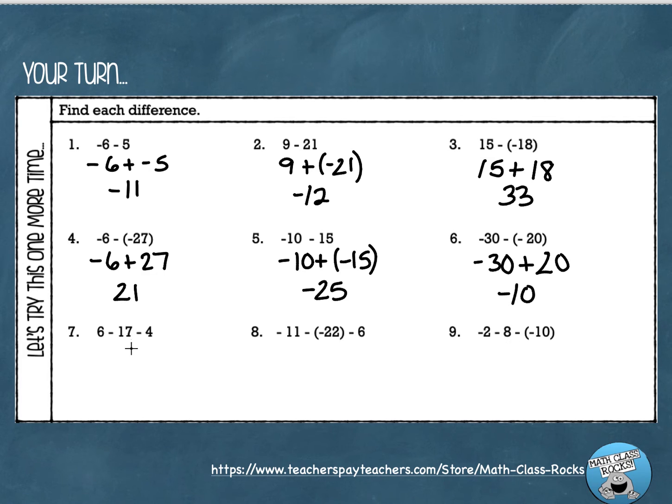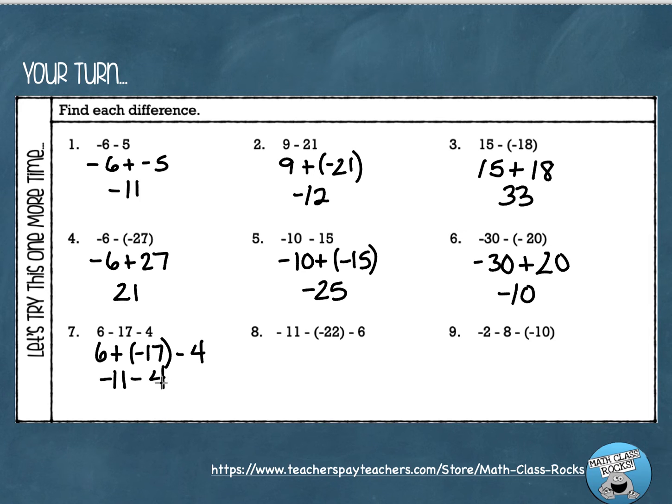Now, these last 3 problems, we have more than 2 numbers that we are subtracting, so we're just going to go from left to right. 6 minus 17 is going to turn into 6 plus negative 17. And then this minus 4, I'll just bring down for now. If I'm adding a positive 6 plus a negative 17, I'm going to subtract these and get 11. Keep the sign of the number with the larger absolute value, so that's negative 11 minus 4.